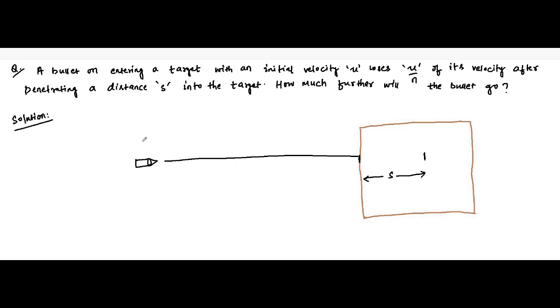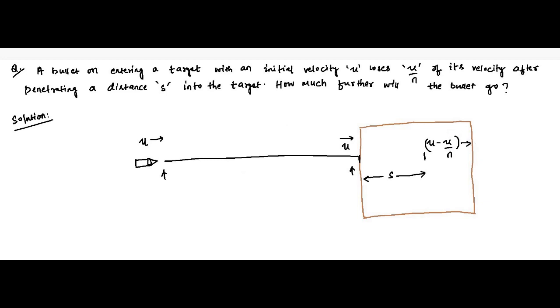The initial velocity of the bullet is u. Here it is u, here is also u. The point where it started penetrating into the target, here also the initial velocity is u. After traveling a distance s inside the target, it lost u by n velocity. So here the velocity is u minus u by n. This is the final velocity here.